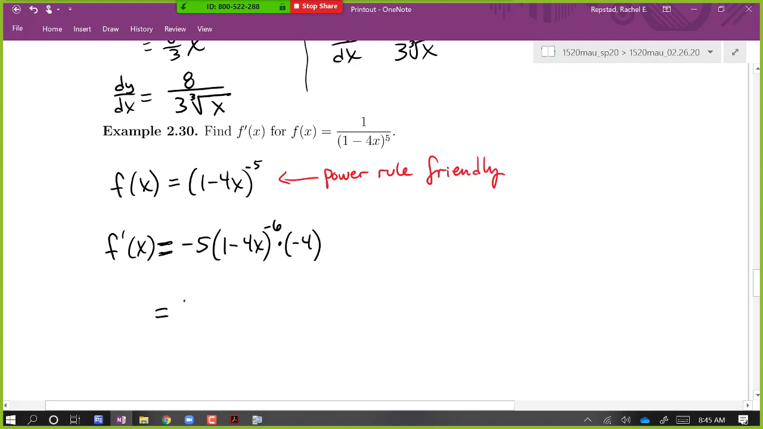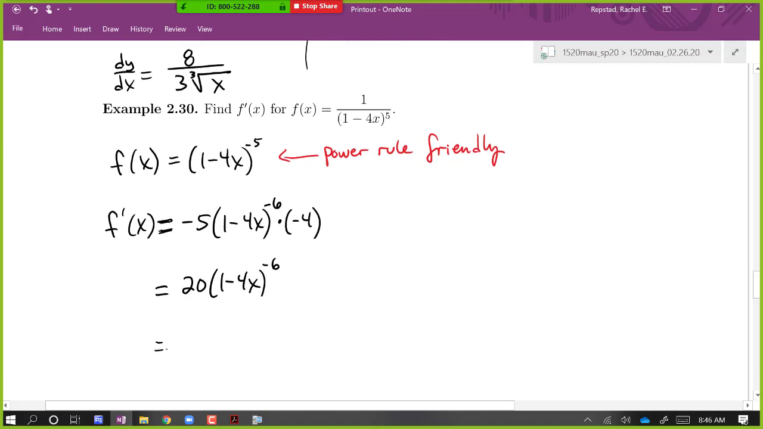And then simplifying, we have a positive 20 times 1 minus 4x to the -6. It is conventional and good practice, I think, to avoid negative exponents, so I'm going to write this back in the form of a fraction.